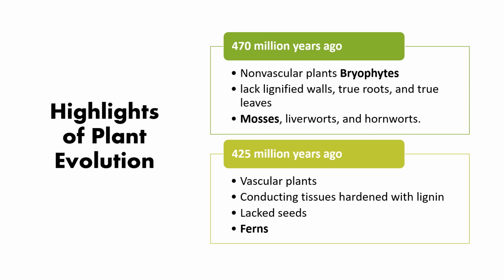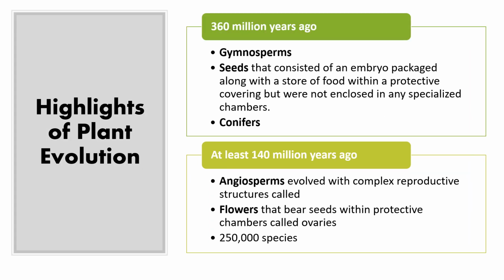The next group were the vascular plants, and these have conductive tissues that are hardened with lignin. They do not have seeds, so they're often called vascular seedless plants or seedless vascular plants, and the fern is the best example of this group. We then have the gymnosperms. They are the first plants that develop seeds. A seed consists of an embryo packed with a store of food, which is called the endosperm, and they have a protective covering over them to help keep them safe. Conifers or pine trees are a good example of the gymnosperms.